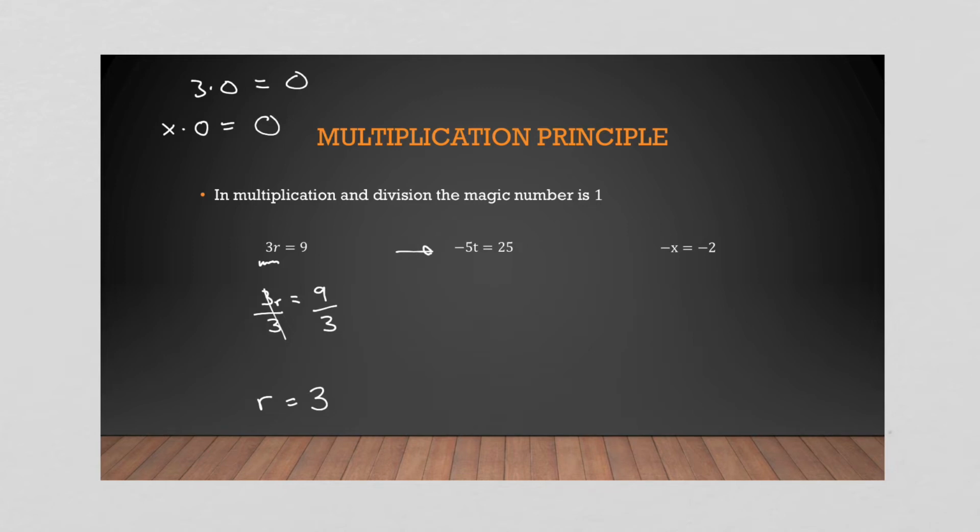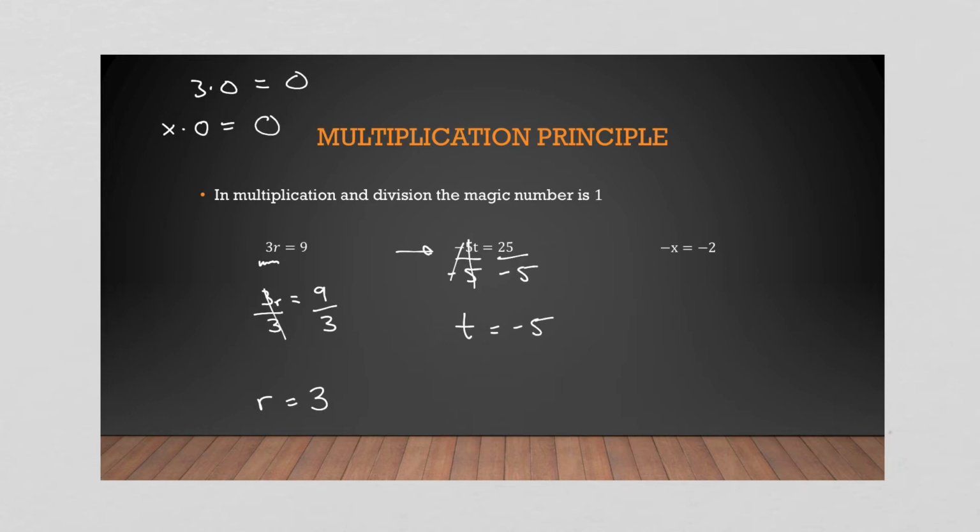So r equals 3. If you have a negative number in front of your variable like this one, that's negative 5 times t, we're just going to divide by negative 5, because a negative divided by negative is a positive, and 5 divided by 5 is 1. So we get t, but we need to divide this side by negative 5. Don't forget that. So 25 divided by negative 5 is negative 5.